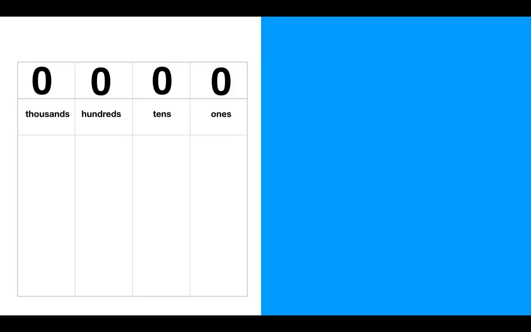Now let's think about the question, what is 10 times as much as 2 1s? We'll start by drawing 2 1s on our place value chart. Now solve to find 10 times as many as 2 1s. Click Next when you're ready.